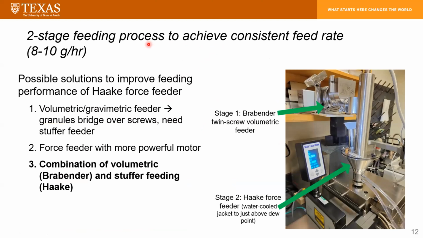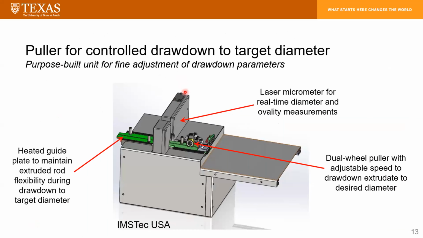So the two-step feeding process is volumetric, and then goes through the stuffer. With this combination, we can achieve dimension control. Our feed rate is about 10 grams per hour, which is equivalent to about 10,000 units per hour, because each implant is about 1 milligram. The puller is custom designed. One challenge with dexamethasone implants is that they're very brittle. Drug loading is very high, so it's very brittle, which requires a specially designed puller.